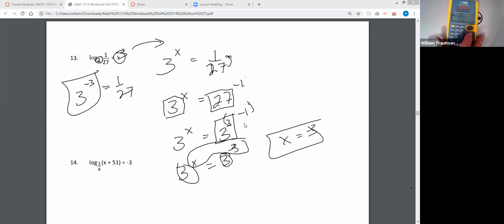I got my document camera, so it's making it a lot easier with the calculator for me. 3 raised to the negative 3 power equals 1 over 27.